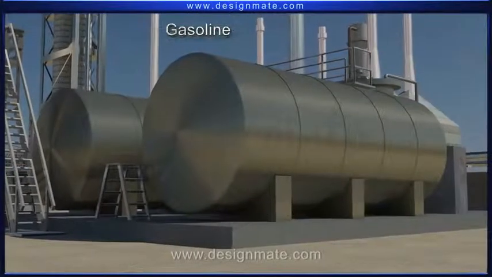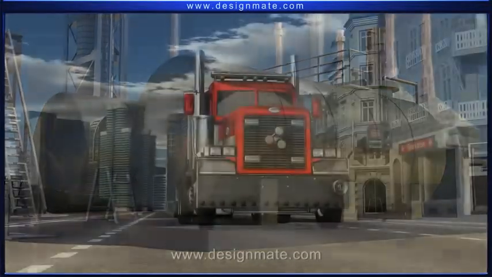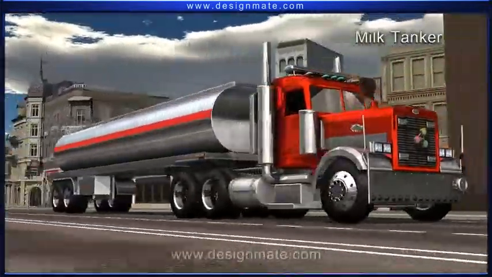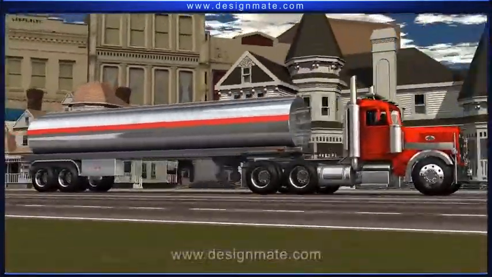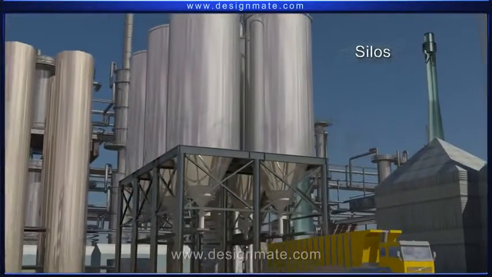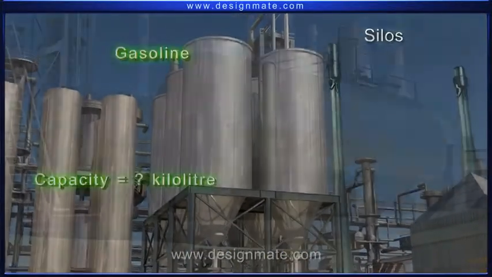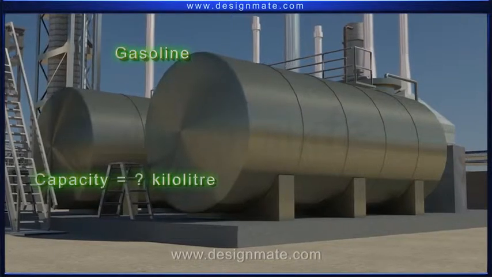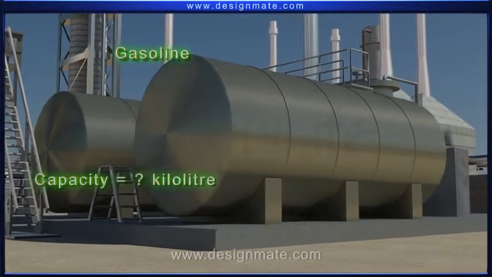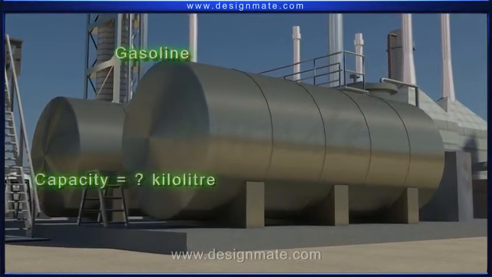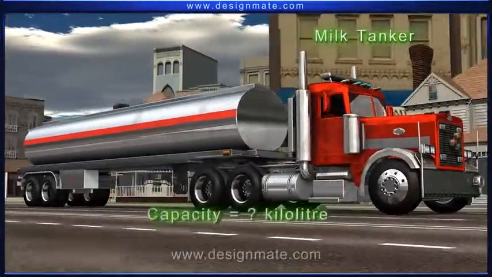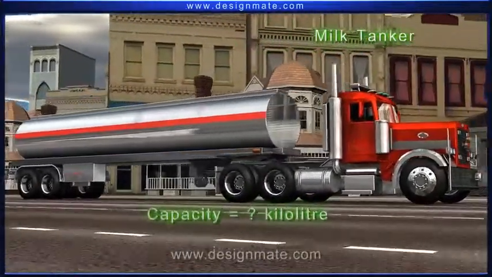Gasoline is stored in cylindrical tanks. Milk is carried in cylindrical containers. Grain is stored in silos, etc. In order to know how much quantity can be stored or packed in each of these containers, one must first know how to find out the volume of these cylindrical containers.